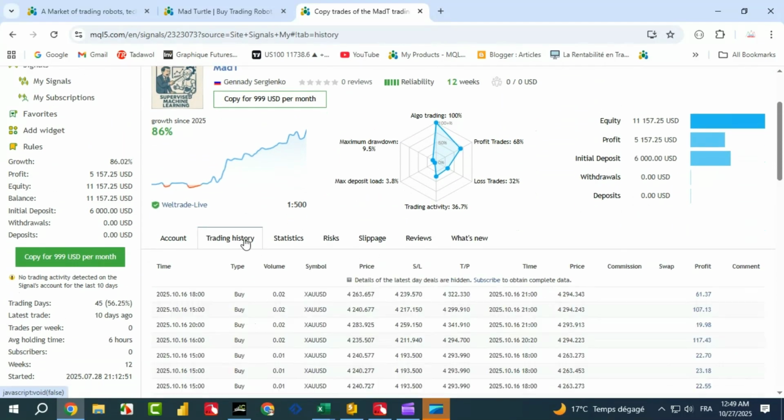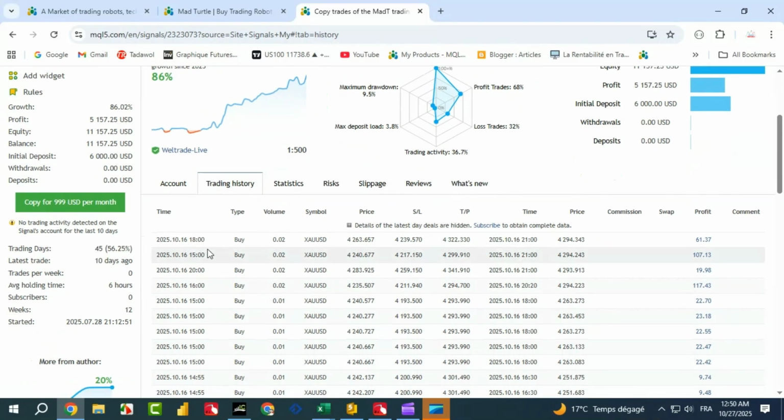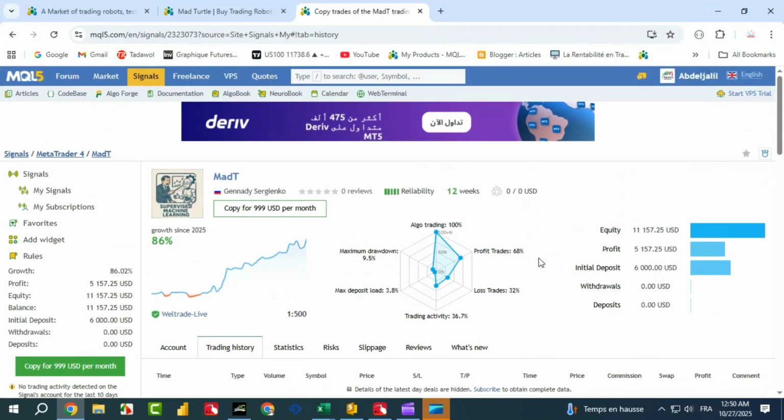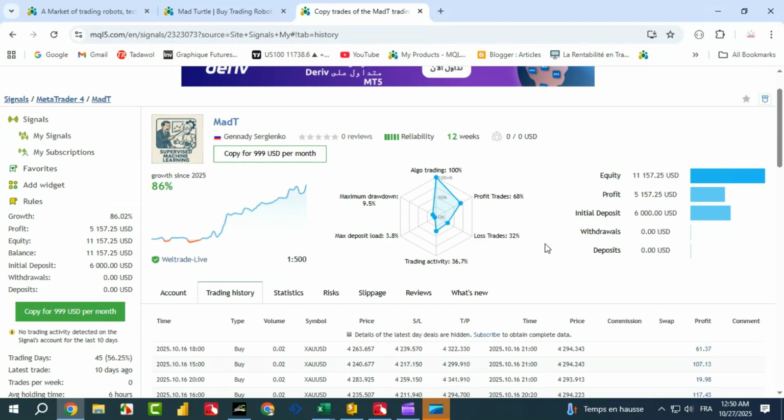broker. Before downloading the trading history, I recommend checking the warning displayed on the MQL5 signal page. In this case, no trading activity detected on the signals account for the last 10 days. Also check what's new and reviews and other tabs.